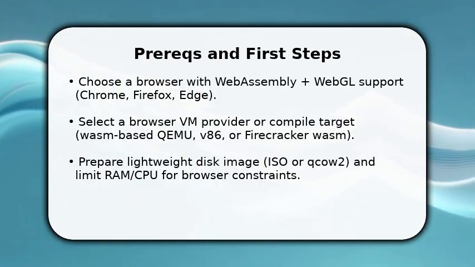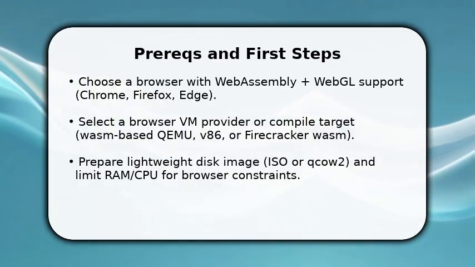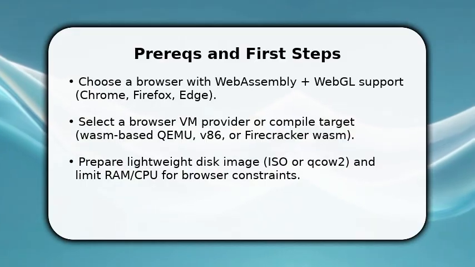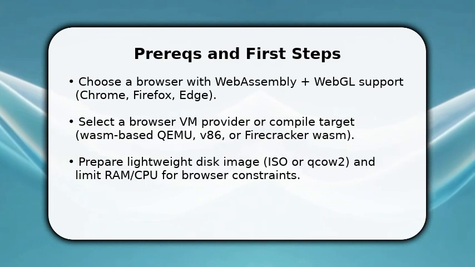You prepare the disk image and configure minimal RAM and CPU so the browser remains responsive. Once done, load the WASM VM engine, attach the ISO or QCOW2, and grant any required permissions for file access.